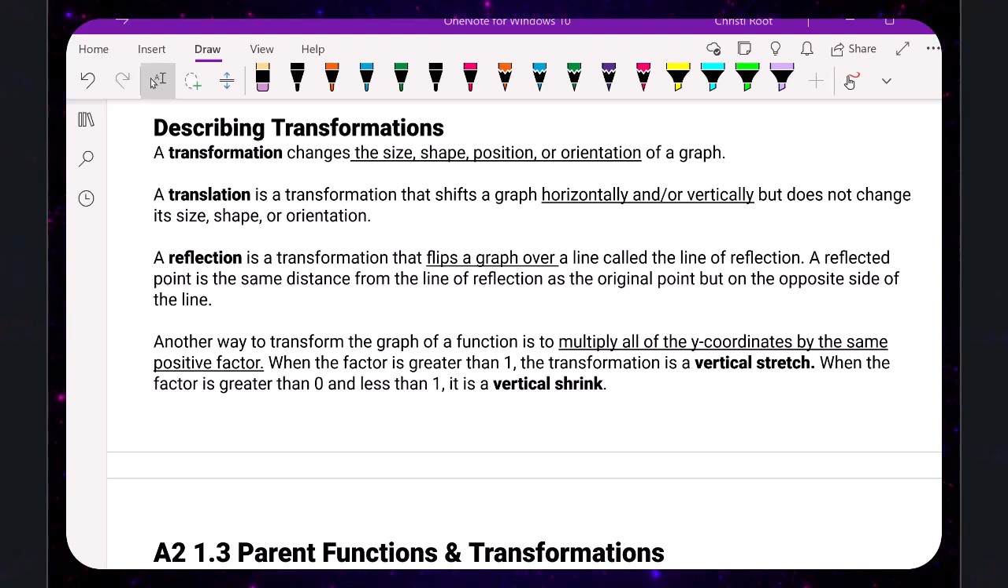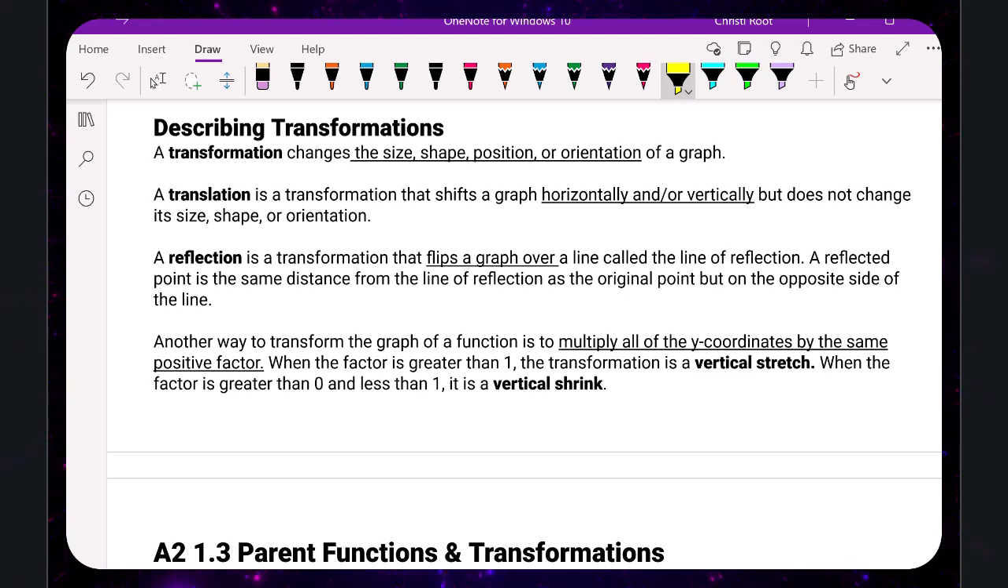So the first kind of transformation is just any kind, like a generic change. It's the shape, the size, the position, the orientation. So it could be flipped over, it could be shifted up or down, it could be lots of different things. So this is kind of more of a generic thing.